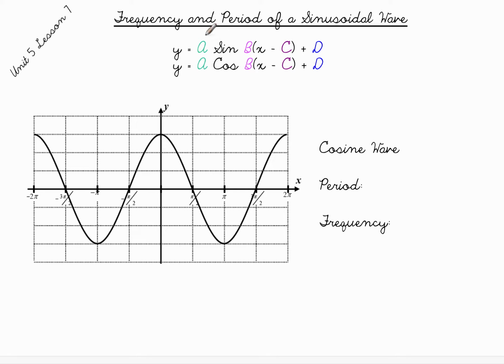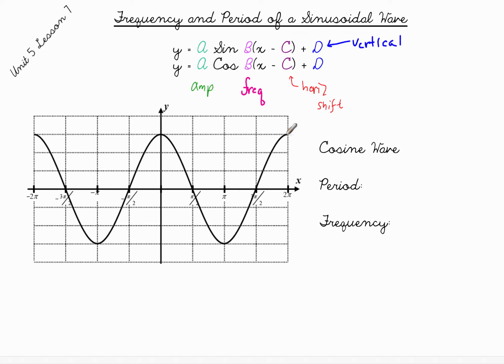So we have here in different colors A, B, C, and D. We know that A is our amplitude. We know that B is our frequency. C is our horizontal shift, which we haven't really talked about that much yet. And D, which we did the other day, is our vertical shift, how much we shift up and down. So today we're going to concentrate on our friend B, the frequency.